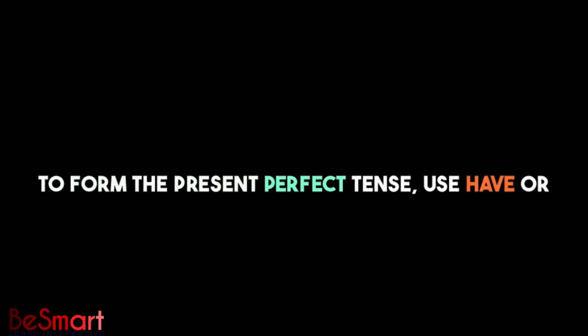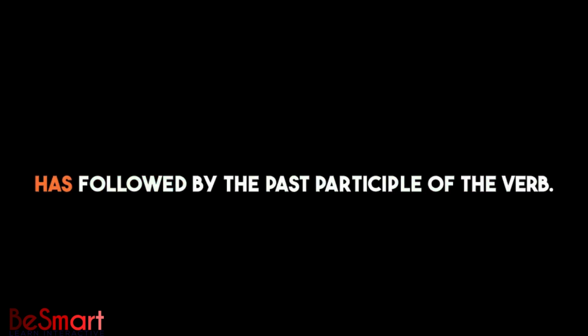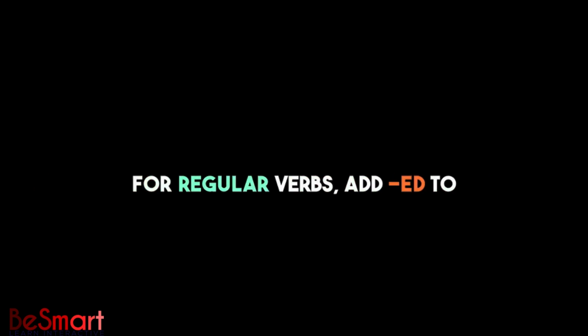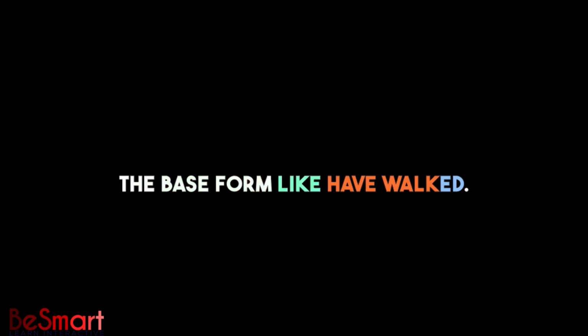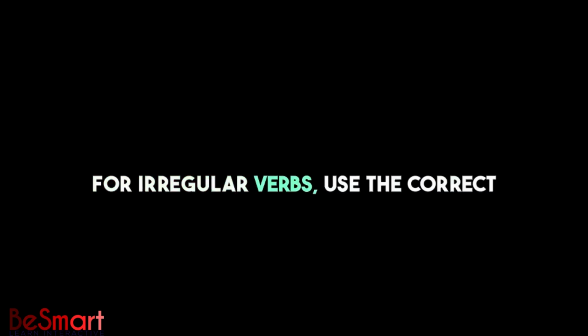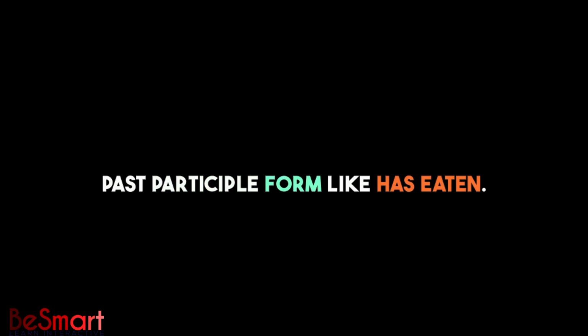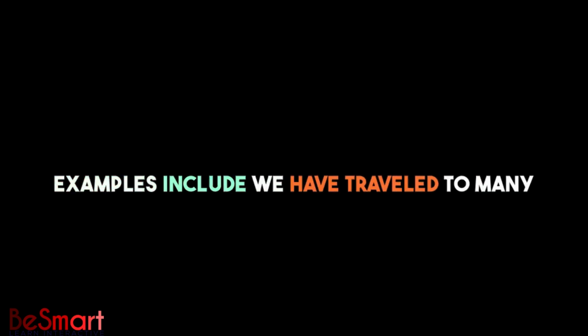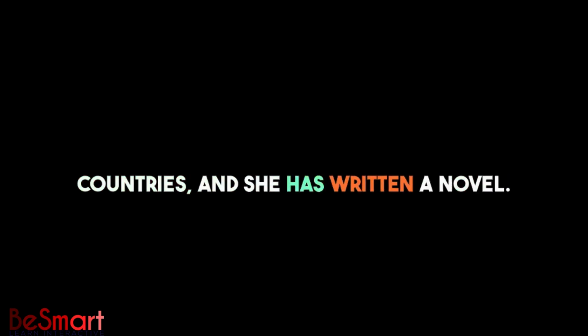To form the present perfect tense, use have or has followed by the past participle of the verb. For regular verbs, add -ed to the base form, like have walked. For irregular verbs, use the correct past participle form, like has eaten. Examples include, we have traveled to many countries, and she has written a novel.